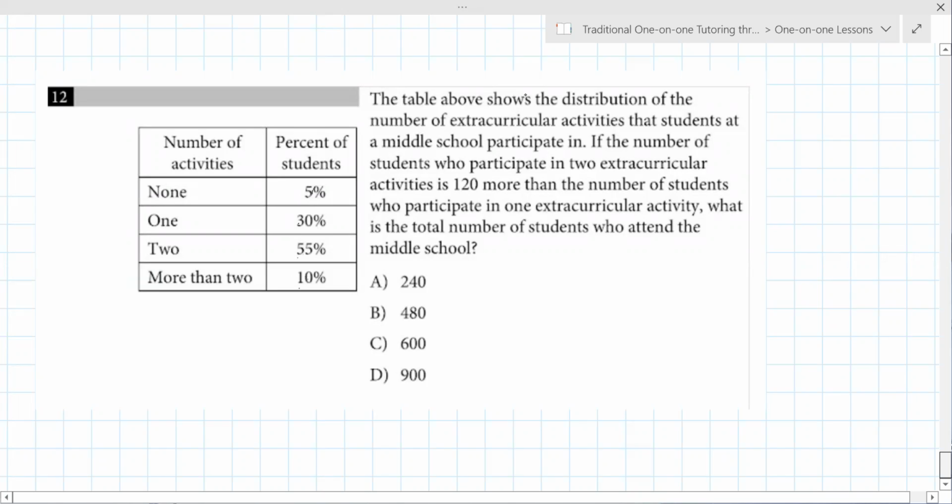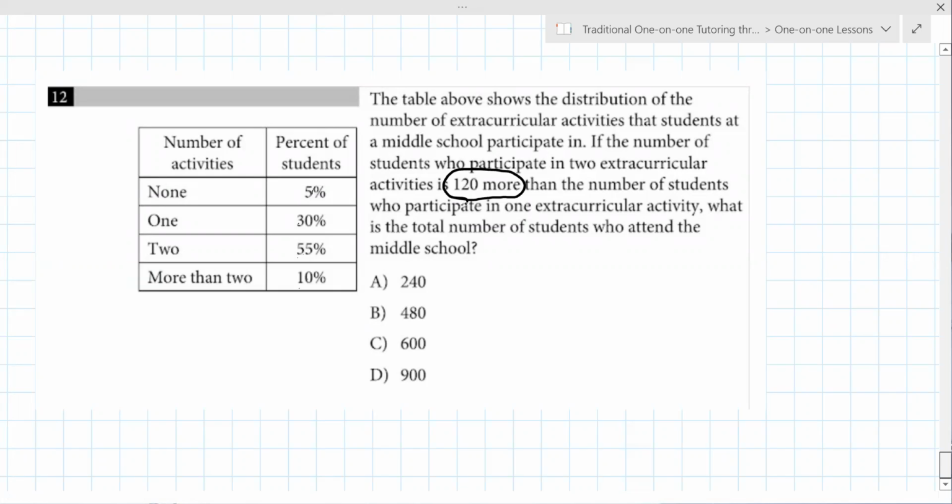So the table above shows the distribution of the number of extracurricular activities that students at a middle school participate in. If the number of students who participate in 2 extracurricular activities is 120 more, one word makes all the difference, than the number of students who participate in one extracurricular activity, what is the total number of students who attend the middle school?